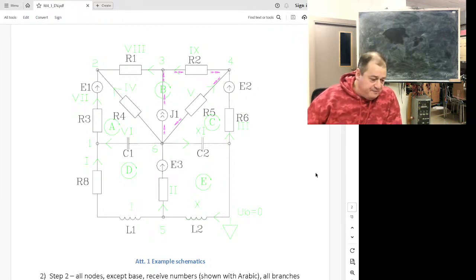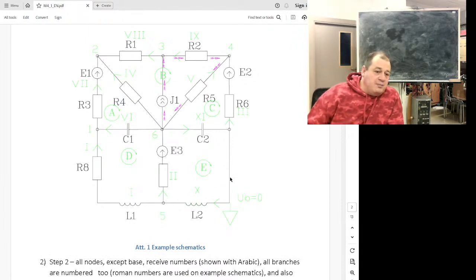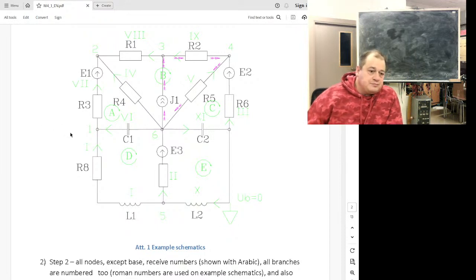In real life, I will need to take care what I'm selecting. But here it's practice, so I can take any node as a base. I took this one. Here is the green triangle. You can see the green triangle. I have marked a base node. I'm assuming here is the zero voltage. Other nodes are numbered 1, 2, 3, 4, 5, and 6.